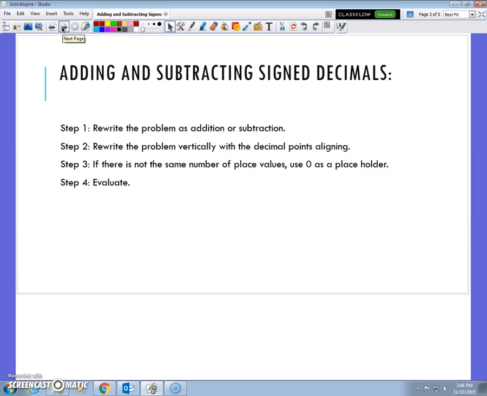The first thing you need to do is rewrite it as an addition or subtraction problem. So same signs, add and keep, different signs, subtract. And then when we're adding our decimals, for example, if I had 2.34 and 12.4, notice how the decimal points are lined up. Okay, that's going to matter. I also need to use 0 as a placeholder if necessary. So whether I'm adding or subtracting, I need that 0 as a placeholder.